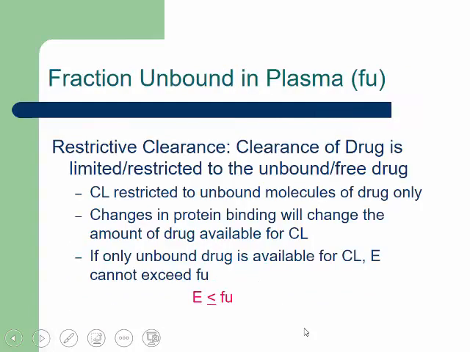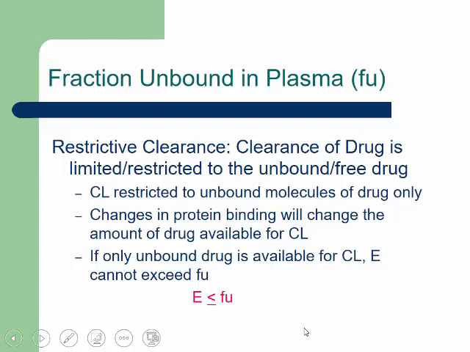Okay, now we're going to get into a new concept here. It's called restrictive clearance. So this is when the clearance of a drug is limited or restricted to only unbound or free drug. So in other words, and this is true actually for all drugs, only free drug is available to interact with an enzyme to be metabolized. So only free drug can be metabolized.